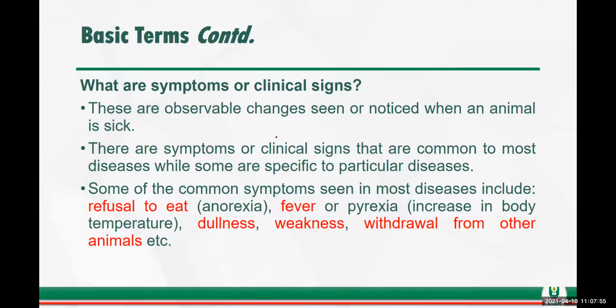Now, the common symptoms you generally will find in a sick animal include refusal to eat, we call that anorexia. Fever, you see increase in temperature. You will see weakness. We just looked at one diagram just before we come to this stage, of that sick animal we checked in the slide before now. It is weak, and that's why it's down like that.